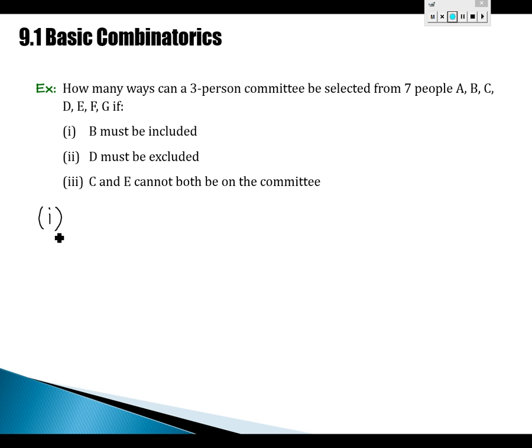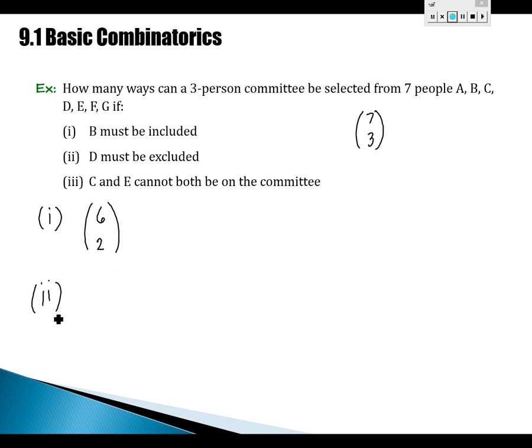How do we ensure that B must be included? We have 7 people, A, B, C, D, E, F, G. If there are no restrictions, what is it? It's just 7 choose 3. What if B must be included, though? 6 choose 2. Yeah, now we've forced our hand. There are only 6 people we have to choose from and 2 slots to fill.